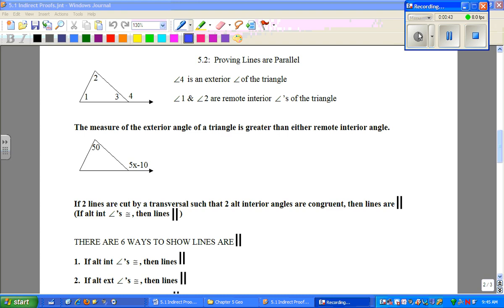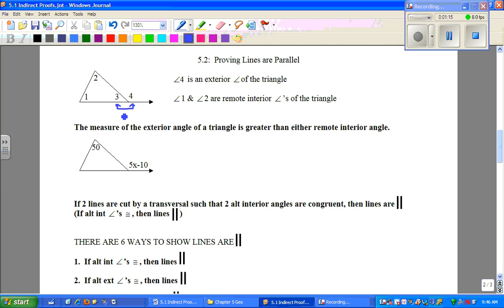But before we get to that, we want to talk about the exterior angle theorem rule here. Angle 4 is an exterior angle to the triangle. Everybody sees a triangle here. 1, 2, and 3 are inside the triangle. Angle 4 is on the outside of the triangle. Our goal is to prove that 1 and 2 are the remote interior angles of the triangle. Why is that? Because 3 and 4 right here are a linear pair and they're supplementary.